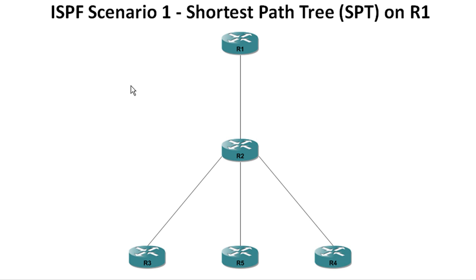So we've seen this before, but that's just showing you how the shortest path tree looks in comparison to a physical topology. Now, imagine that we had thousands of routers. This SPT could get pretty complex here.